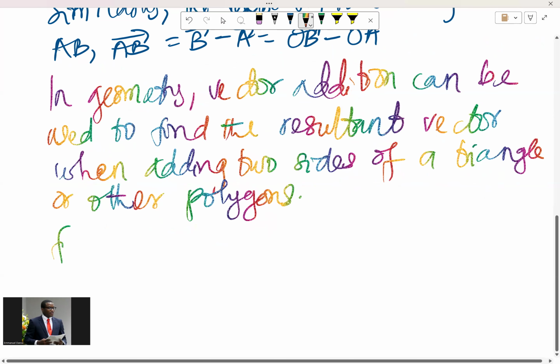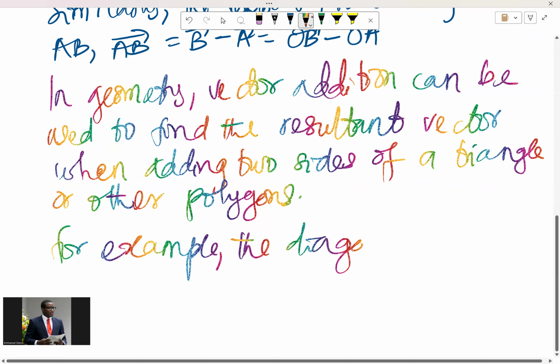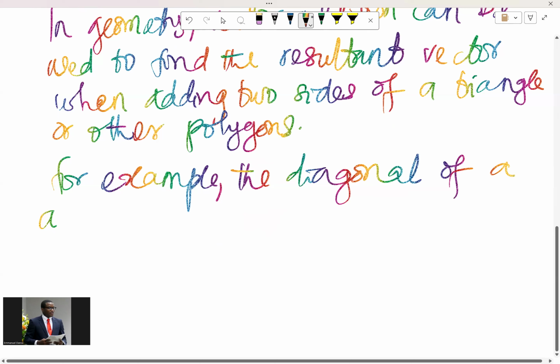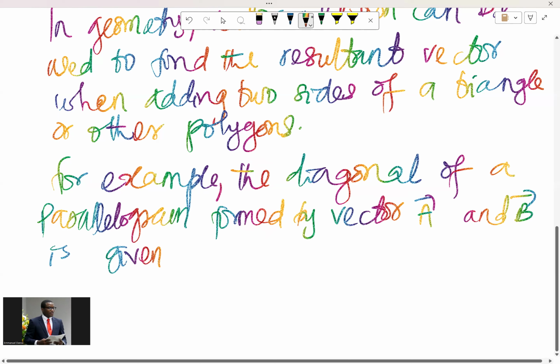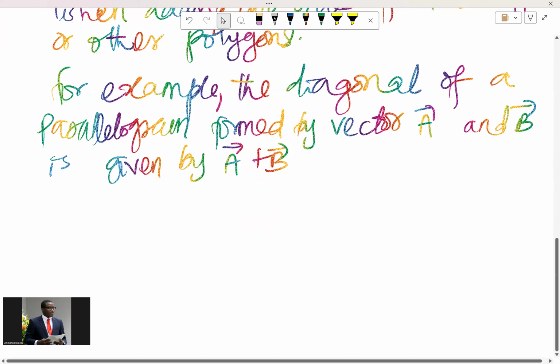So for example, the diagonal of a parallelogram formed by vectors A and B is given by A plus B. So a representation of that would be something like this.